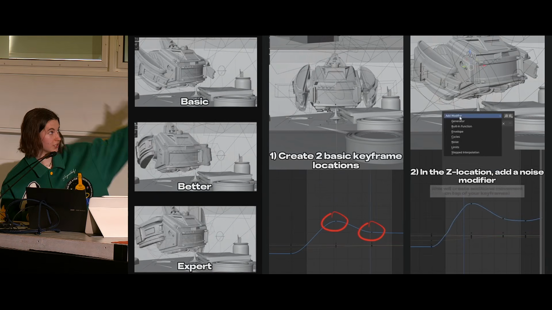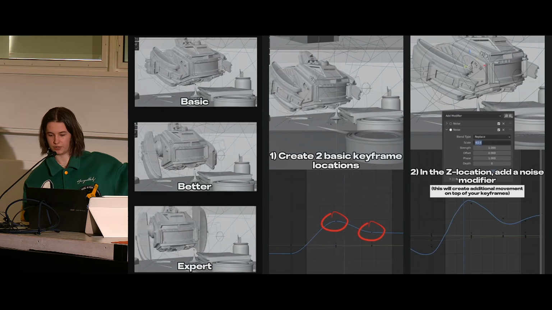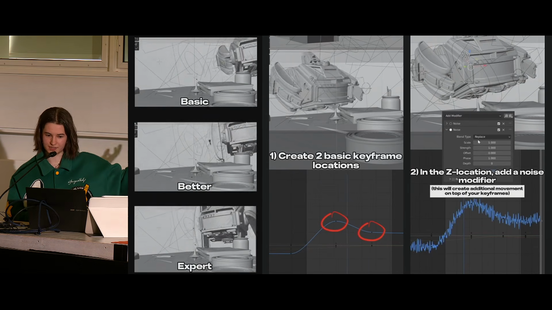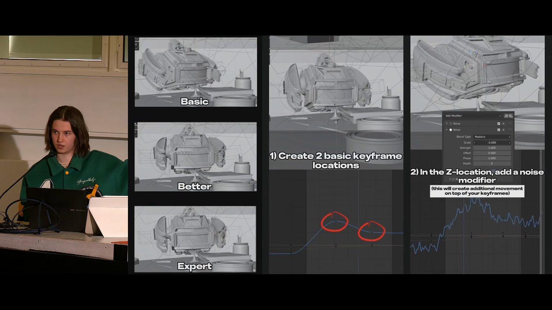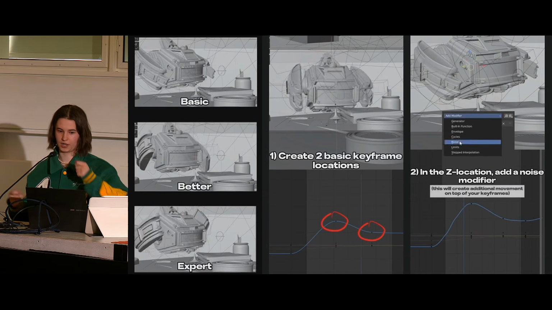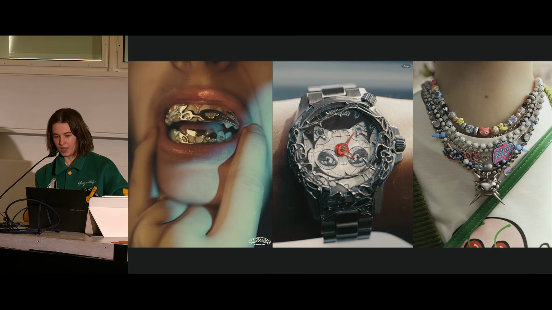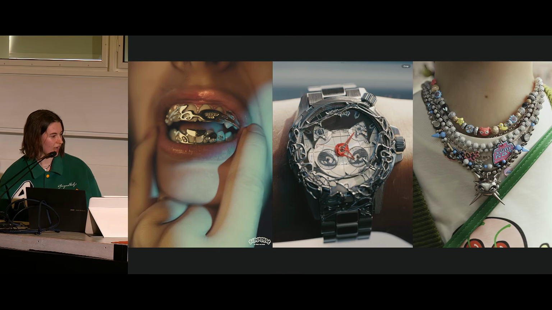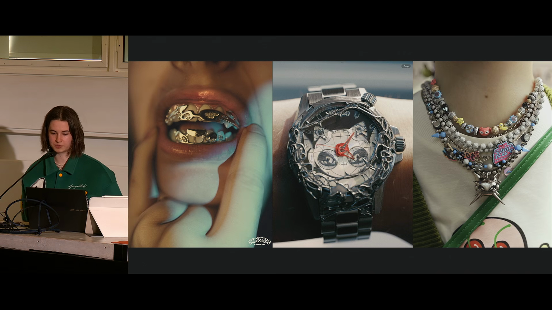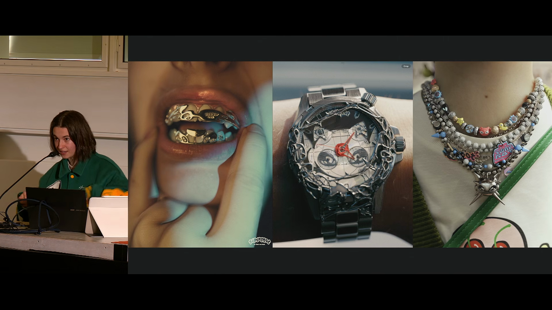And this whole process is done within, I don't know, like 10 minutes: 2 keyframes coming in, spinning the arms, adding a noise modifier to add that extra level of detail. These were some of the shots that I showed last year in my presentation. And yeah, especially the middle one, for some reason, went viral on Instagram, with people thinking that it was a really complicated thing.